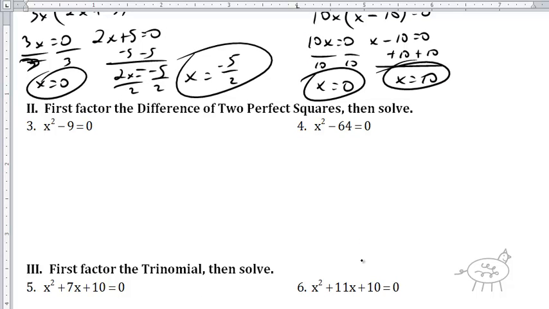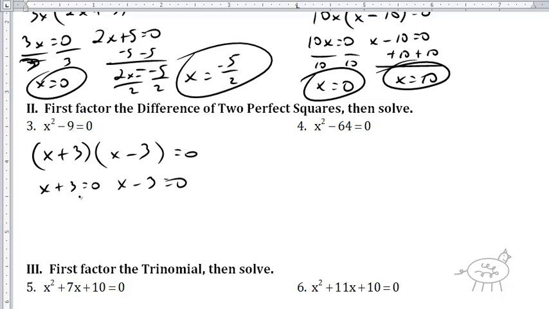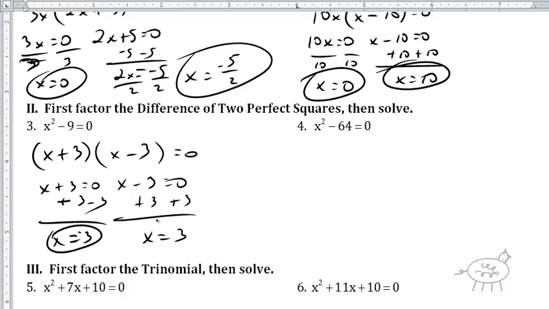The next one is difference of two squares. You guys know how to do that, right? First, you recognize it's a difference of two squares: it's x squared and 9, perfect squares, and there's a minus sign, which is very, very important. So you're going to get x plus 3 and x minus 3. You guys should be good at that. So x plus 3 equals 0 and x minus 3 equals 0. Subtract 3, x equals negative 3, and add 3 to both sides, so x equals positive 3. So 3 and negative 3.